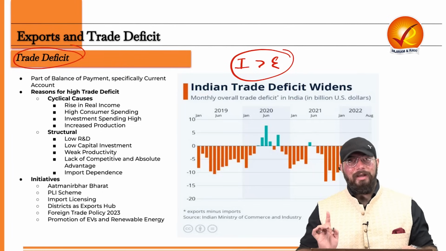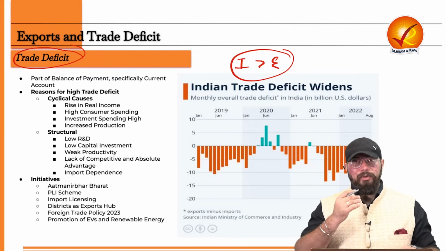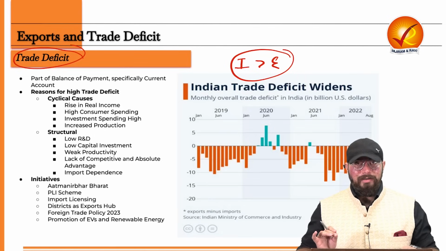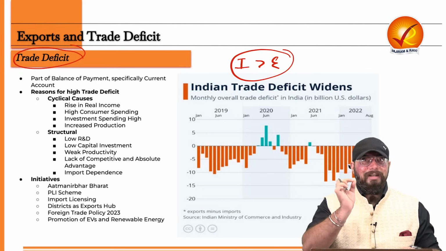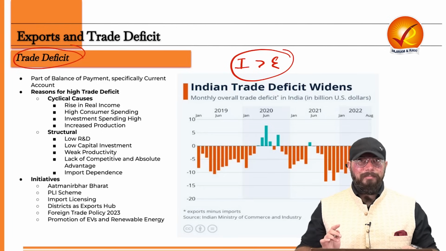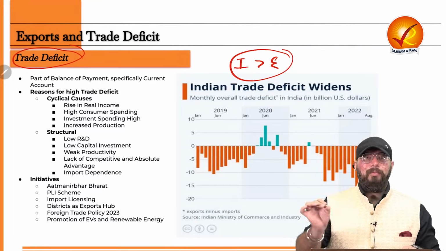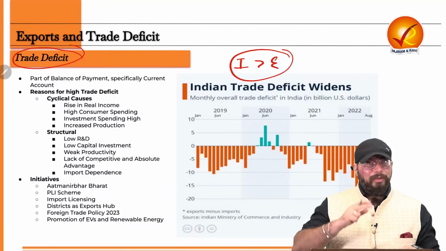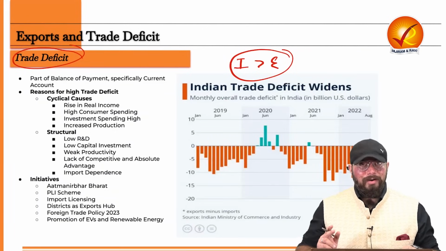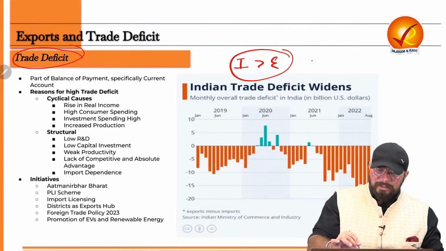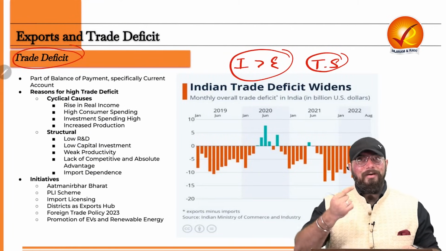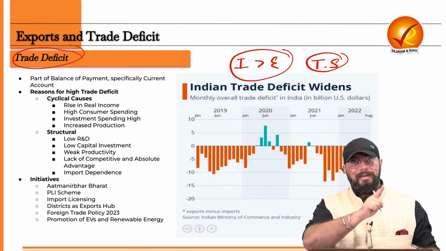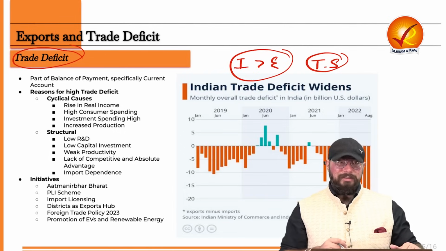So our exports should be higher, our imports should be lower, and we should be dependent on our domestic manufacturing as well. But the opposite is happening. And overall, if you see, India is having a trade deficit. Now, trade deficit means whenever your imports are more than exports. That is, whatever you are spending is more than whatever you are earning on the basis of the external sector. That is your trade deficit. Now, there is also a term called trade surplus. Trade surplus means whenever you are earning more, that is, your exports are higher than your imports. That is your trade surplus.